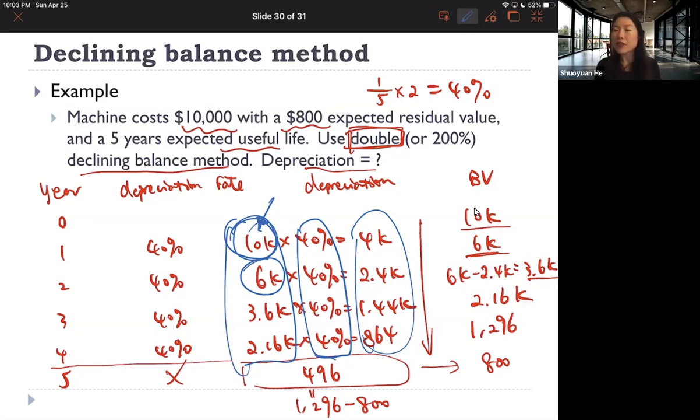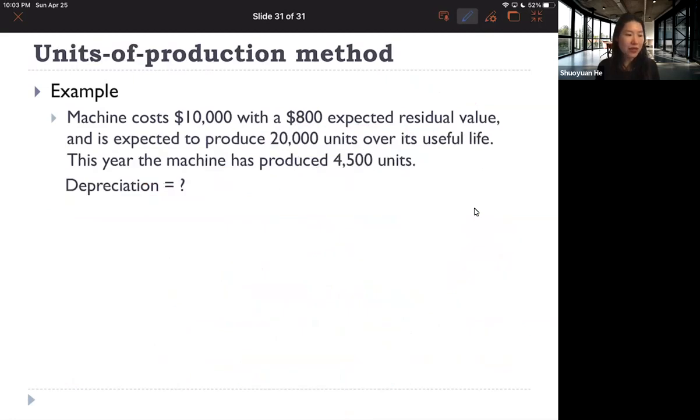But both of these methods, the purpose is the same. We're using those methods to achieve more depreciation in early years and less depreciation in later years. So those are the accelerated methods.